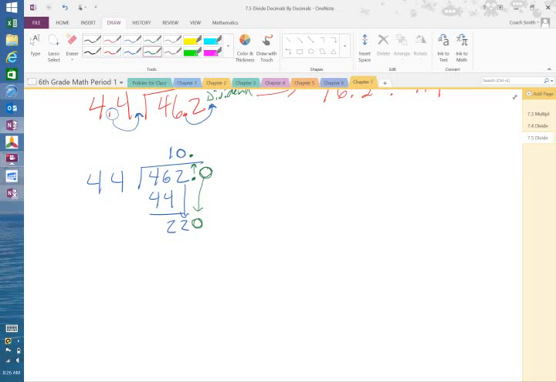Okay, how many times does 44 go into 220? Well, I'll give you a little hint. This will help you. How many times does 4 go into 22? 5 times. So let's try 5. 5 times 4 is 20, write 0. Carry my 2. 5 times 4 is 20 plus 2, 22. So our answer then is 10.5.